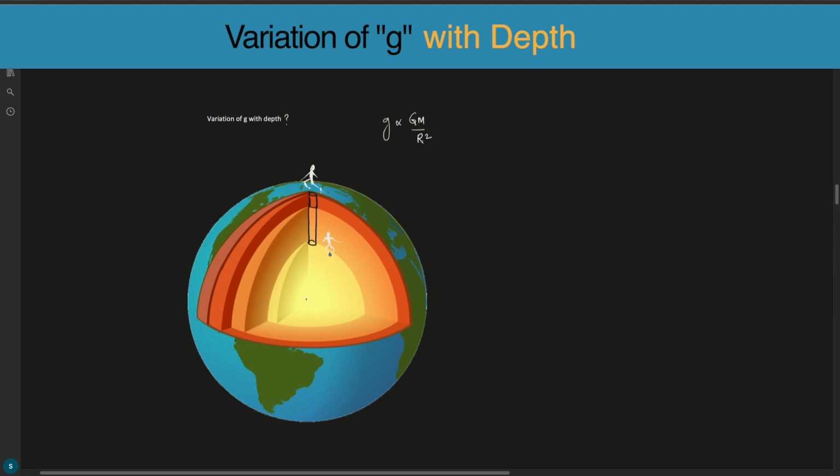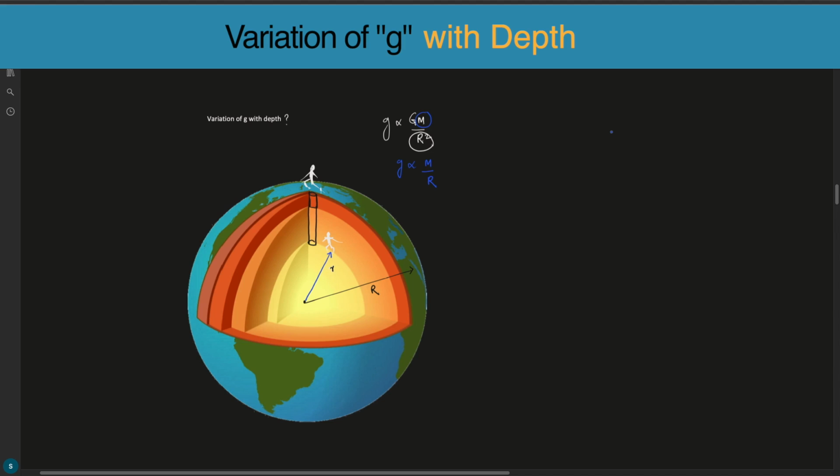If this is the point where the earth's center lies, this radius we are naming small r. This radius is definitely not equal to the radius at the surface of the earth, so the radius is also decreasing. That means from this formula, the radius is decreasing and the mass is also changing. So when we go deep inside the earth, two quantities are changing: the mass and the radius. Now you have to calculate this one, which is a little bit confusing.